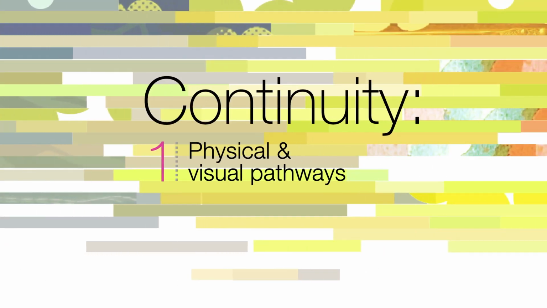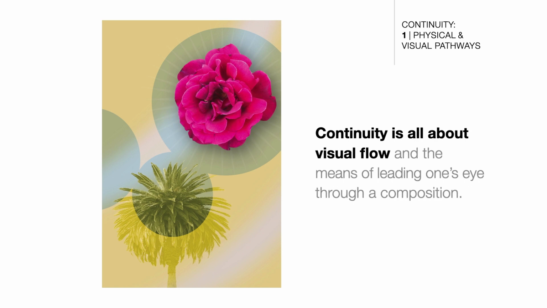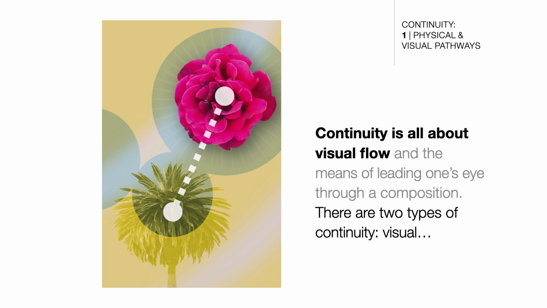Continuity 1. Physical and visual pathways. Continuity is all about visual flow and the means of leading one's eye through a composition. There are two types of continuity, visual and physical.